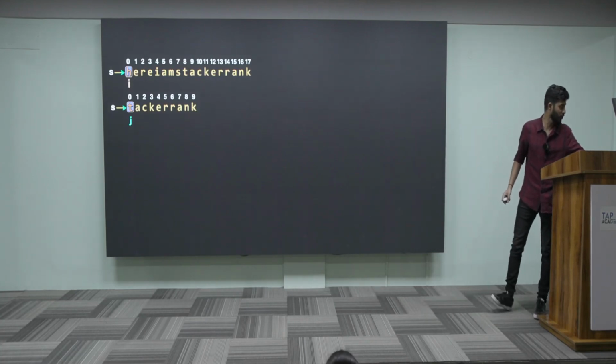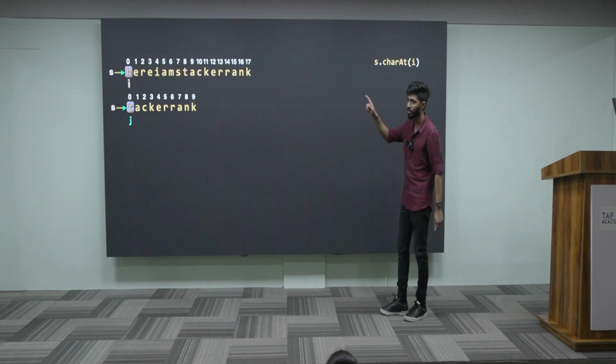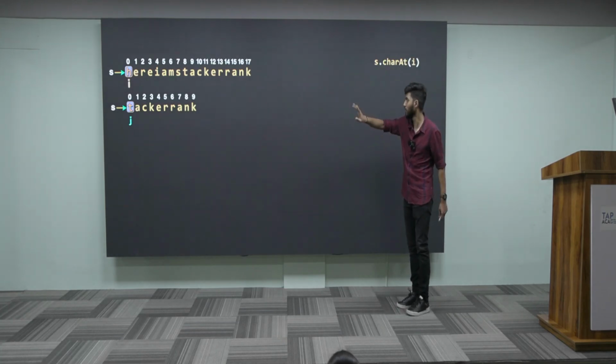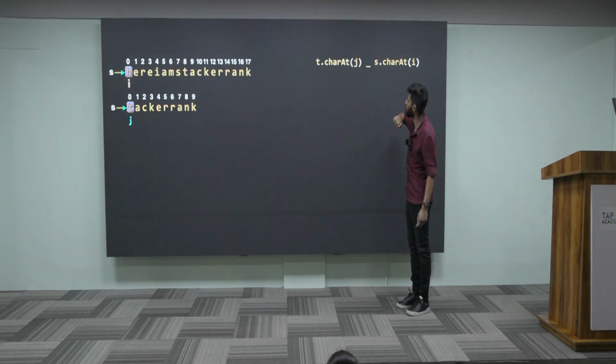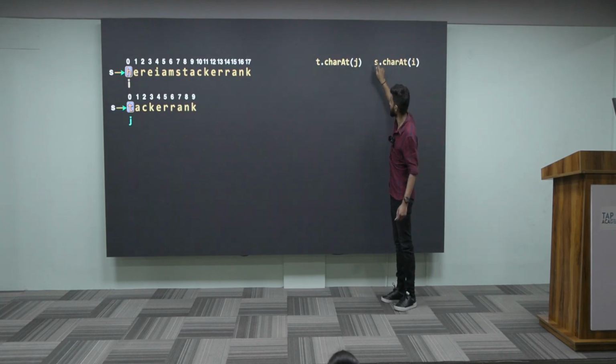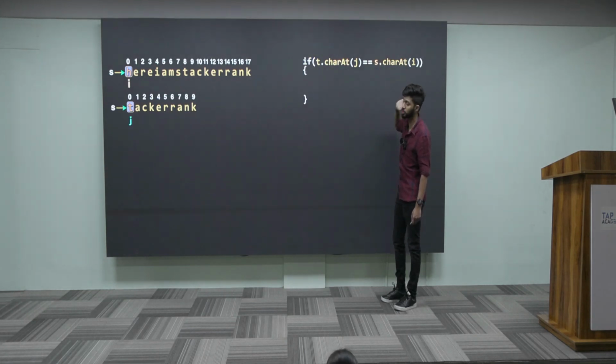So are they equal or not equal? They are not equal. But in case it was H, are they equal or not equal? If it was H, I am saying equal. So I will say S dot character present at index I, that is a character which is H. And again I will say one more character, T dot character present at index J. Once I get both the characters, I need to check whether both of them are equal. Should I write an if condition for this or not? I shall write an if condition for this particular thing.